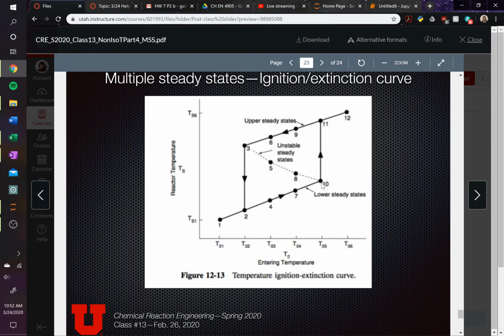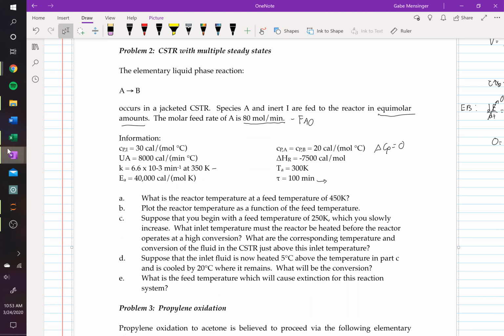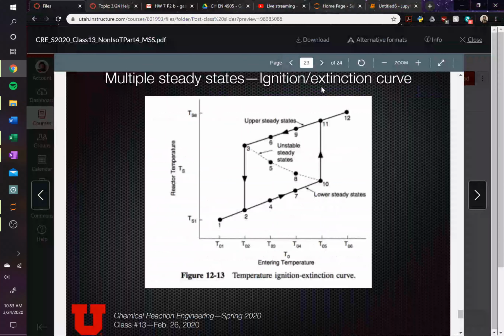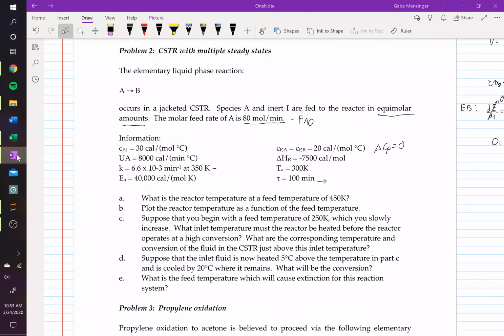So if we're going to heat 5 degrees, we know we can't increase 5 degrees on this lower branch. We have to jump up to here, up to our upper branch steady state. So we increase a little bit. Essentially that increasing is just saying that we are now for sure on this upper branch. And then it says that we decrease our inlet by 20 degrees C. And when we decrease, we have to stay on this line. The only way we can drop back down to the lower line is if we go to the extinction temperature. But it does not explicitly say that. It just says that we've decreased 20 degrees C.